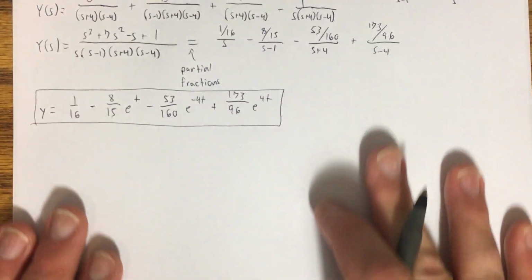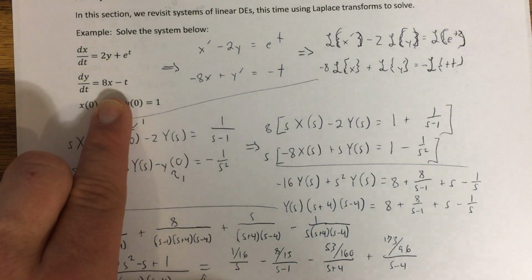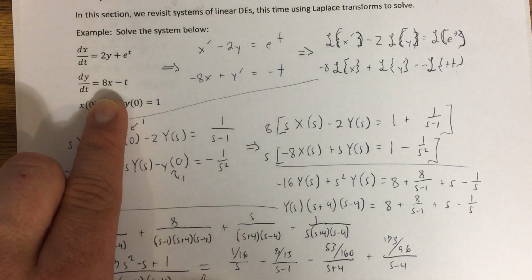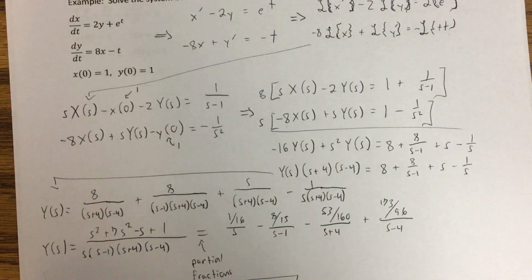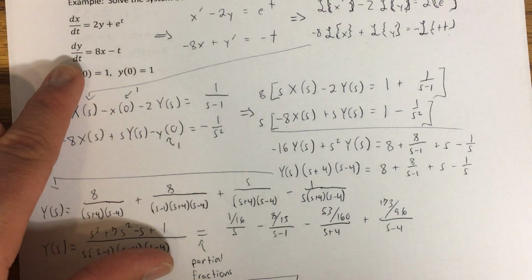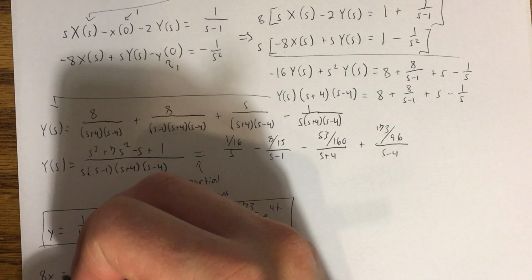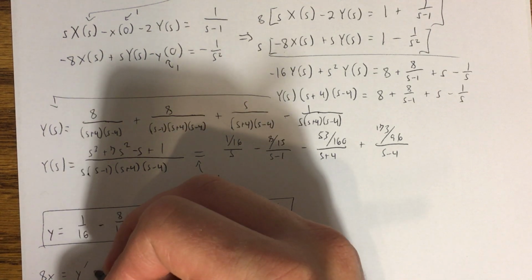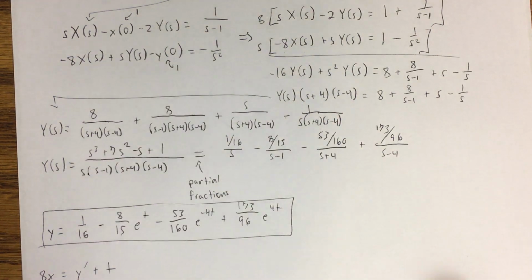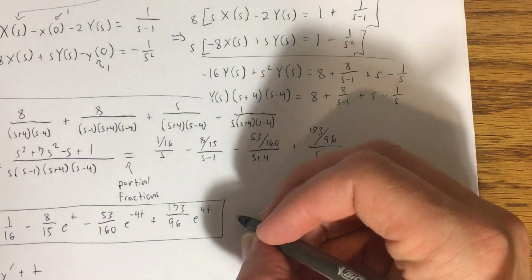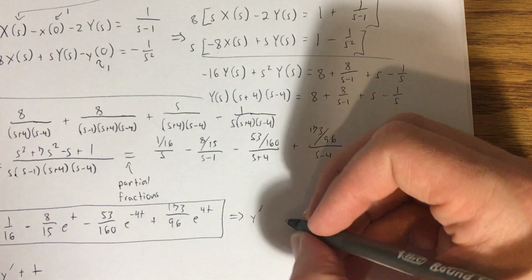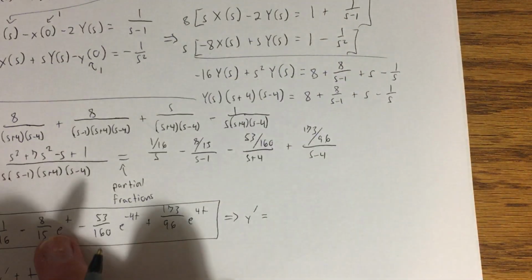But first thing I'm going to do before that is solve this guy for 8x. So I'm going to say that 8x would equal y prime plus that t right there. 8x equals y prime plus t. That's from our second equation in our system. So that means I need y prime. Y prime can be found directly just from what we have here.